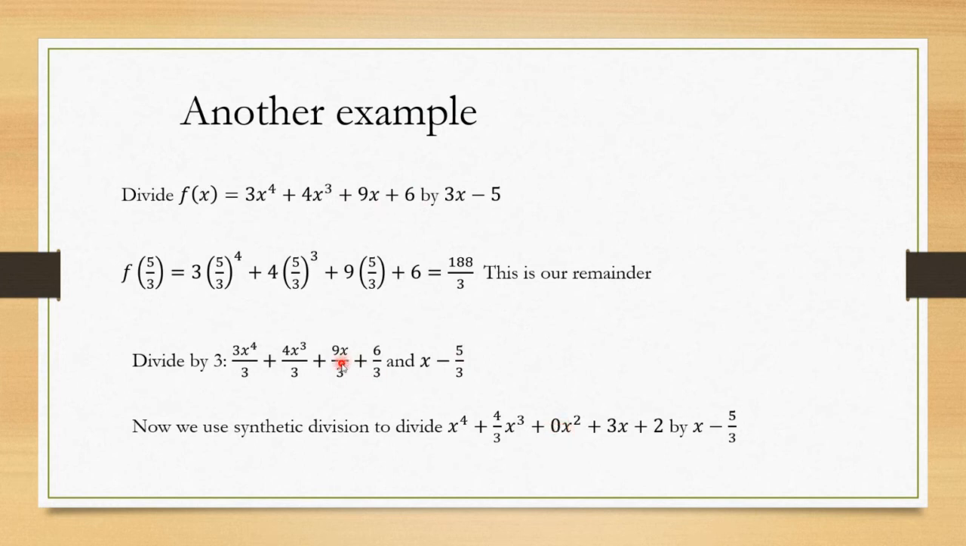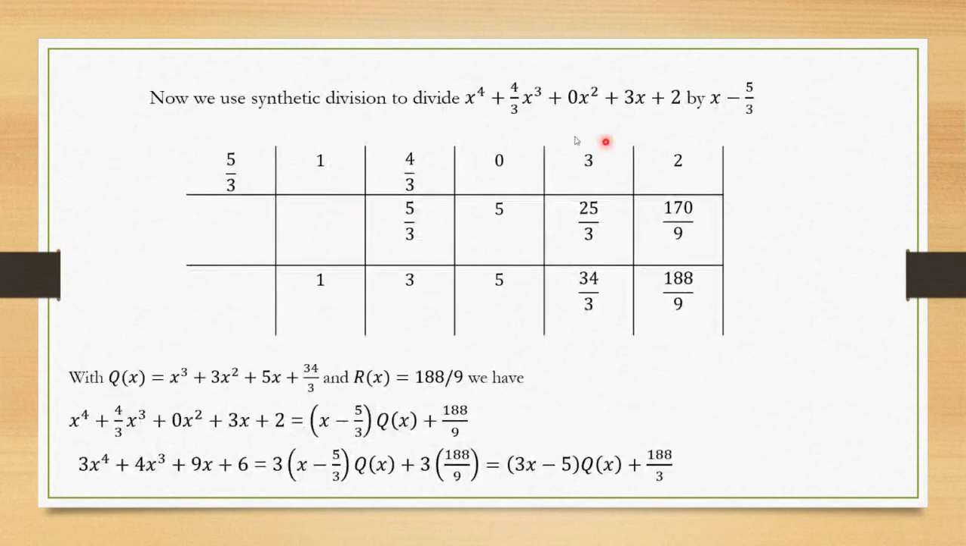You could put it up here, but it's not going to change anything. 0 divided by 3 is still 0. So we have this problem to do. Okay, so let's do it. Now again, it's just synthetic division.